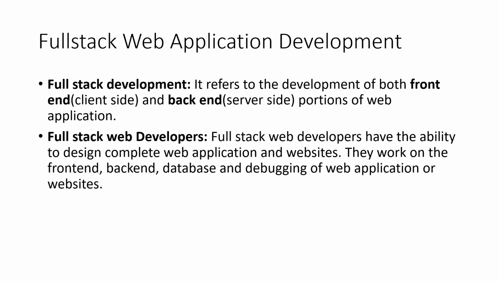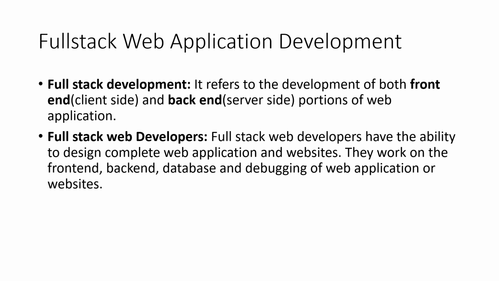So what is full stack web application development? When we develop a web application, there are two parts to it. One is called the front end, or we call it the client side. Another one is the back end or the server side. The front end is the one which we can see and interact with. The back end is the one which we cannot see. Basically, it has the application logic, business logic, and also data storage.